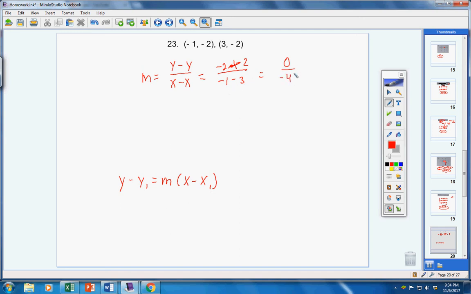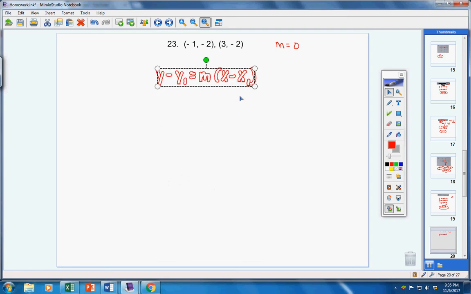Now, students, listen carefully. If the 0 would have been at the bottom, then my slope would be undefined. Okay, please understand that. But my 0 is in the numerator up top, so my slope is 0. Let's pick one of our points. Does not matter which one you pick. I'm going to pick this one here. There's my x, there's my y, there's my m.